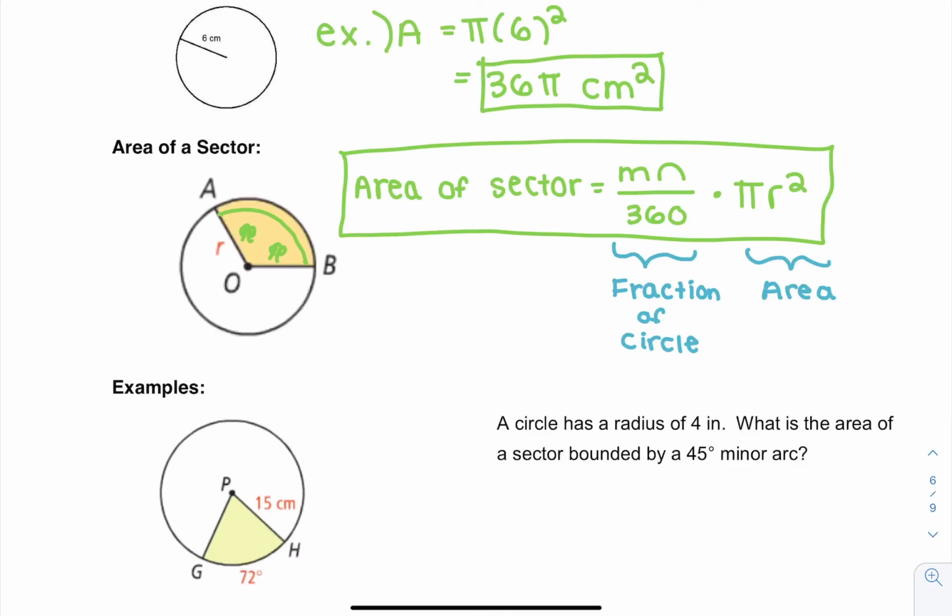This might remind you of arc length. But remember, arc length was the fraction of the circle times the circumference. Now we have an entire circle, the entire area filled in, and we want to know how much of it do we have. So now we're working with area instead of arc length.